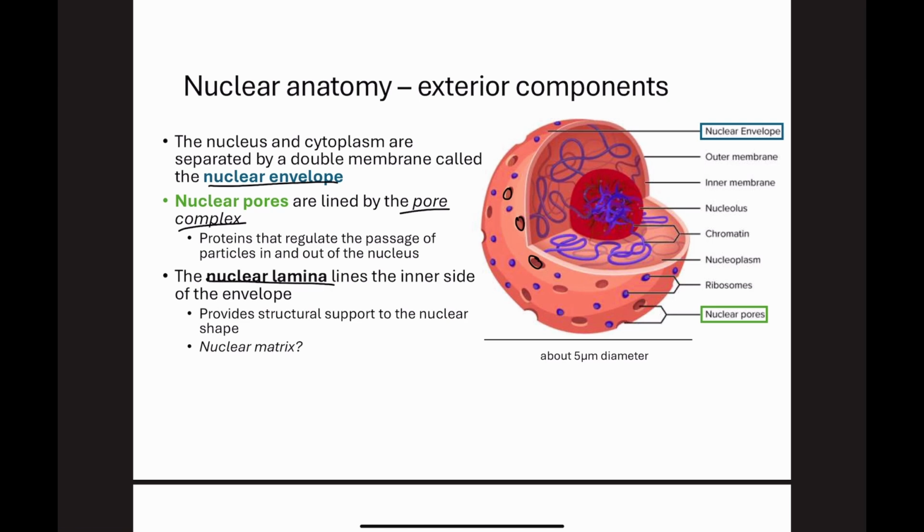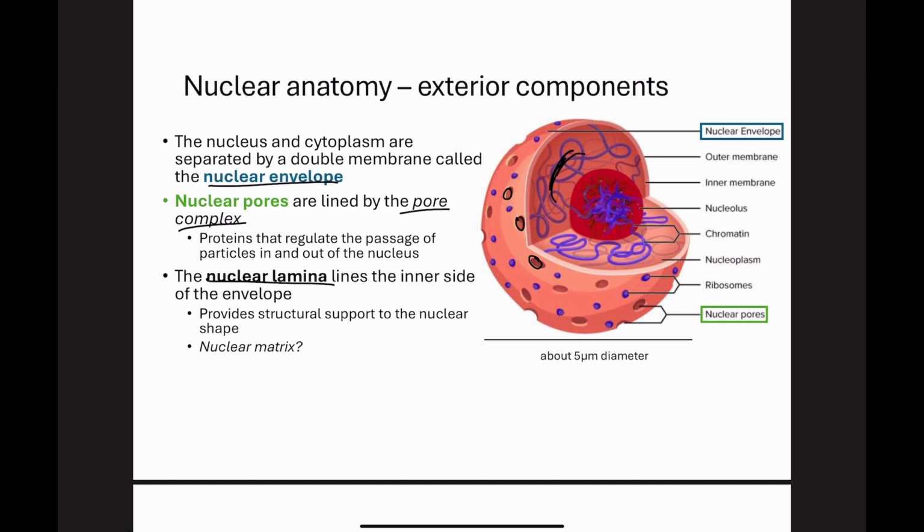It's going to line the inner side of the nucleus, the side that faces the nucleus. And the inner portion of the nuclear envelope is going to be supported by the nuclear lamina, a network of proteins that's going to provide structural support and help maintain the shape of the nucleus.